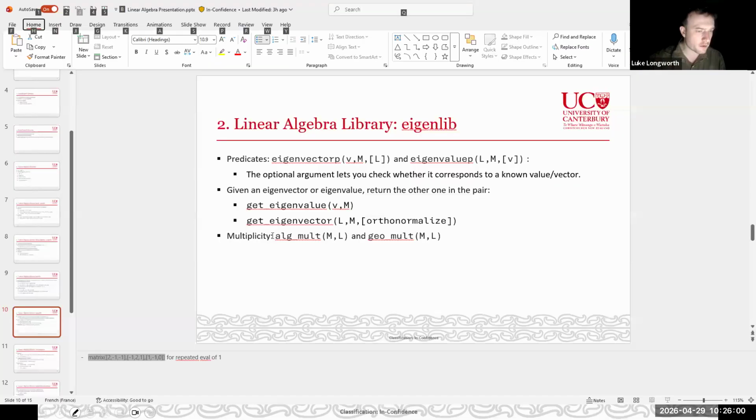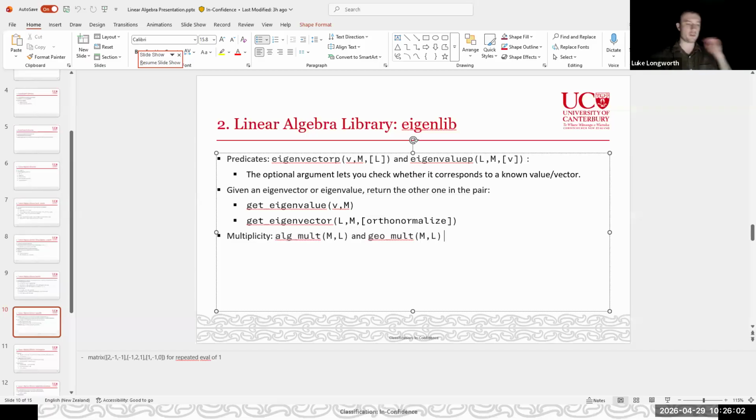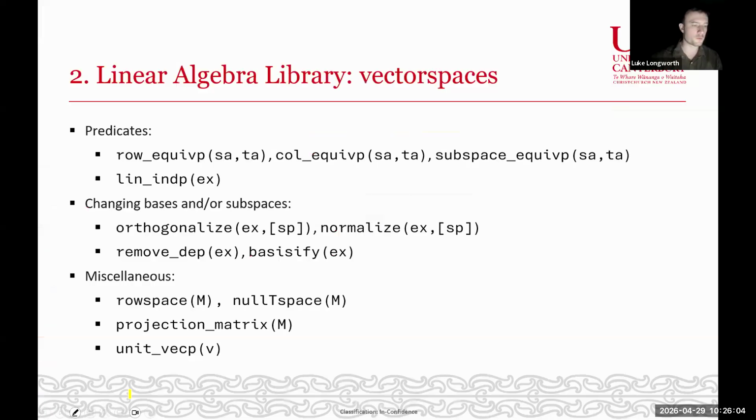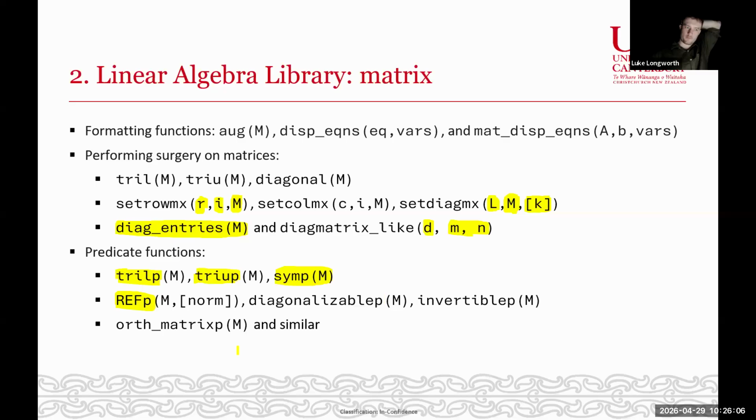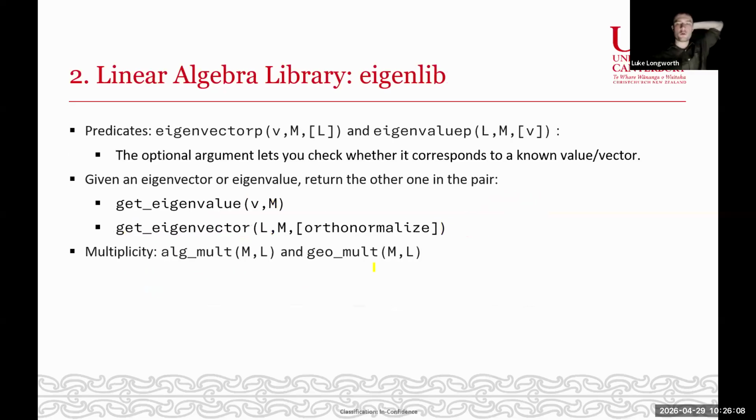Was there anything else going on here? Oh, yeah, and then the multiplicities of these. Go back to the Zoom one. The algebraic and geometric multiplicities of a given eigenvalue. That is just a nice thing to know without having to go through the process of extracting all of the eigenvectors and eigenvalues and counting. So that one was probably mostly useful.